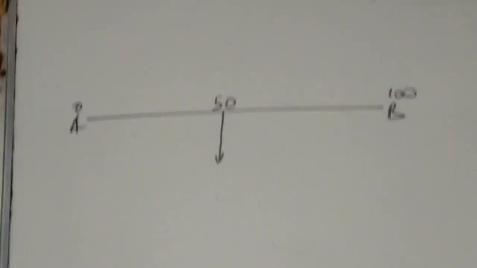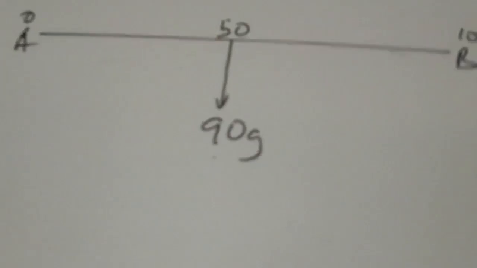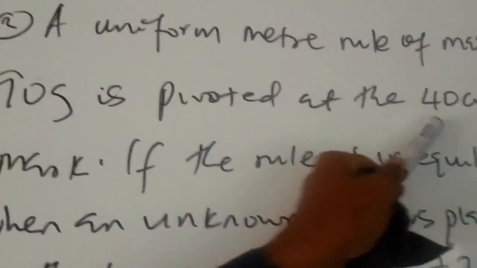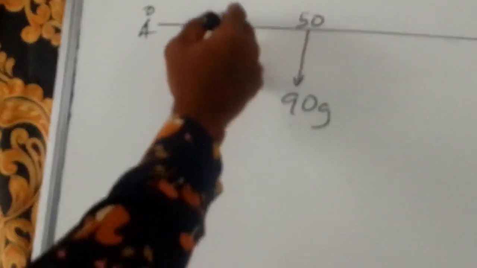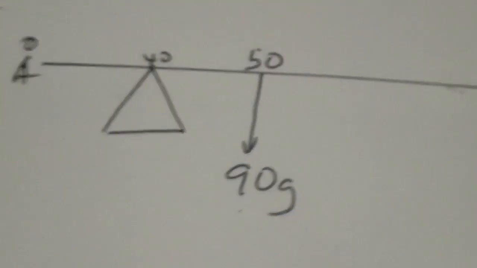We go back to the question and find the mass, whether they gave us the mass. The first sentence says a uniform meter rule of mass 90 grams. So unlike the previous question, we have the mass here. The mass of the meter rule is 90 grams, so put 90 grams under the center of gravity. It's pivoted at the 40 cm mark. Pivoted, where is the balance point? 40 cm will be before 50. Where you place your knife edge is the balance point. Okay, let's go back to the question, and then we'll now look for the other masses.